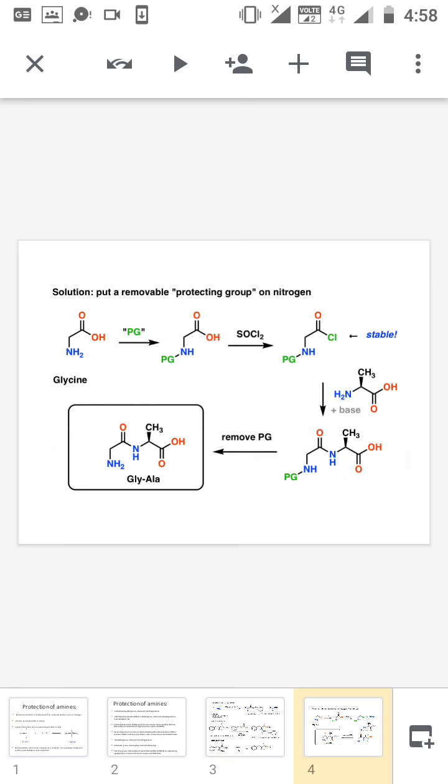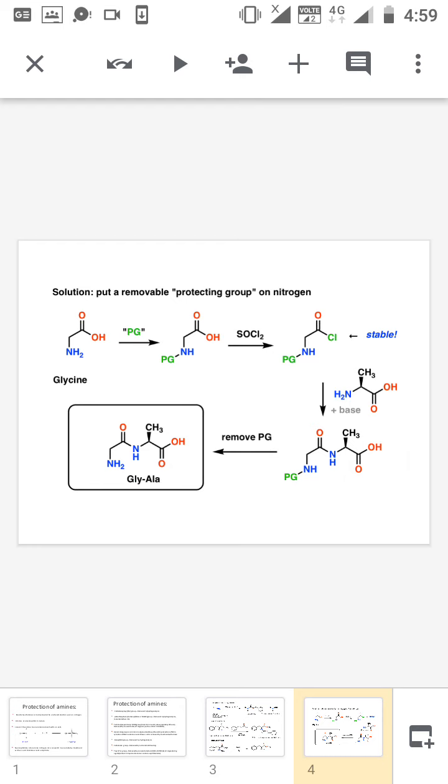We are considering glycine. This is the molecular formula of glycine. Since it is an amino acid, glycine consists of two functional groups, the NH2 amine part and the carboxylic acid part. We are protecting the amine part by using PG. Now the only active functional group present in the amino acid is the carboxylic acid. This carboxylic acid will not react with the other amino acid because it is not in an active form.